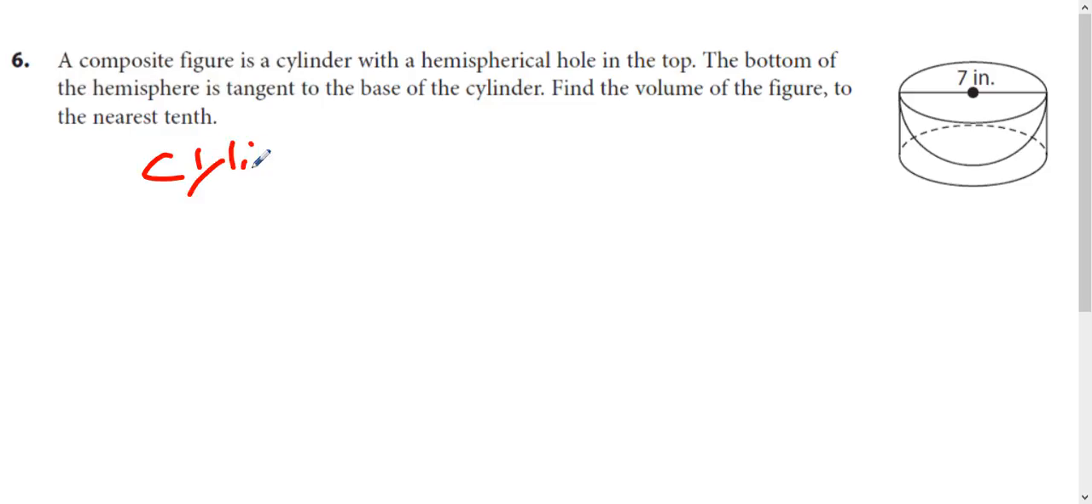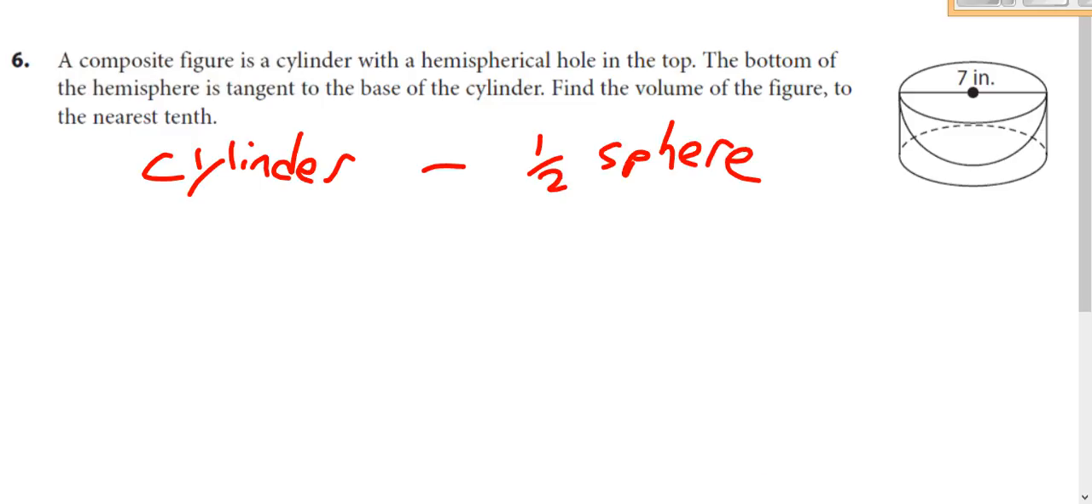We have a cylinder with a half of a sphere cut out of it. So that means we're going to subtract half a sphere. Another thing that's kind of tricky about this is you don't know the height of the cylinder, sort of. It's hidden. So we need to know the radius, which is going to be half of 7. So the radius is 3.5. Since that is a sphere, that's the same radius right there to get from the center down to the bottom of the sphere. So that's also 3.5.